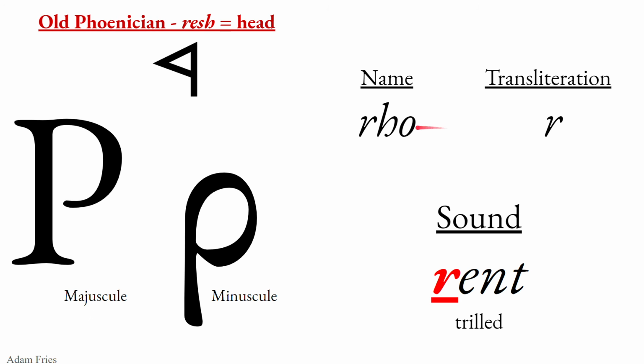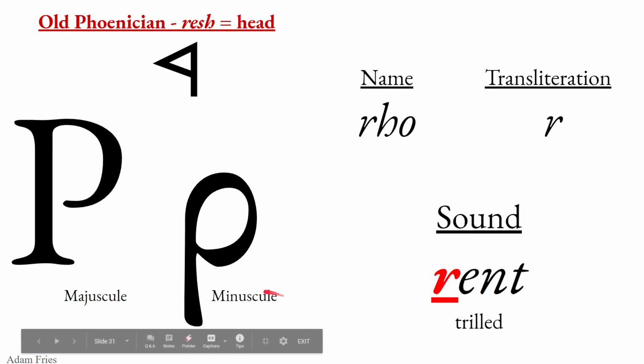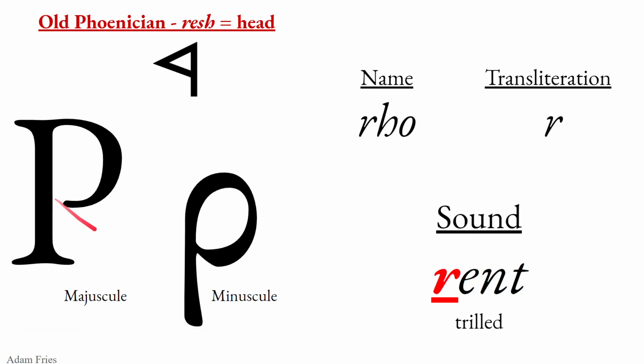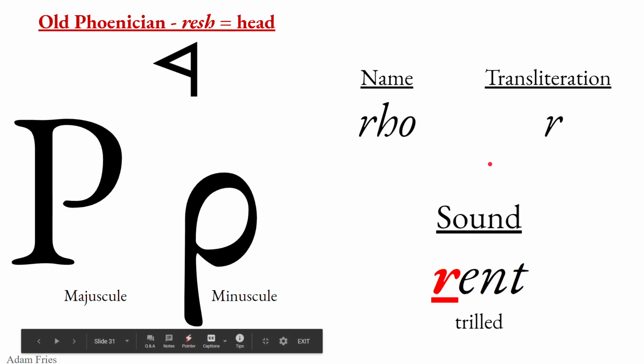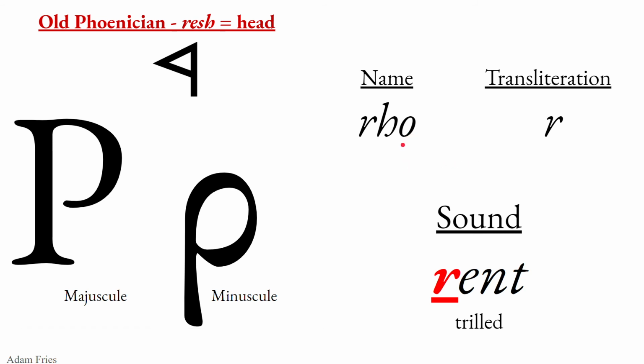The Old Phoenician resh, head. If you flippity-dippity this letter over and give it its little tail, you can see the R. Same thing with the Greek rho. Give it its little tail right here, which it got in Italy. When it went to Italy, it grew a tail. And that's how we know it as the R. And it is slightly trilled, like in Latin. Good old Mediterranean trilled R.